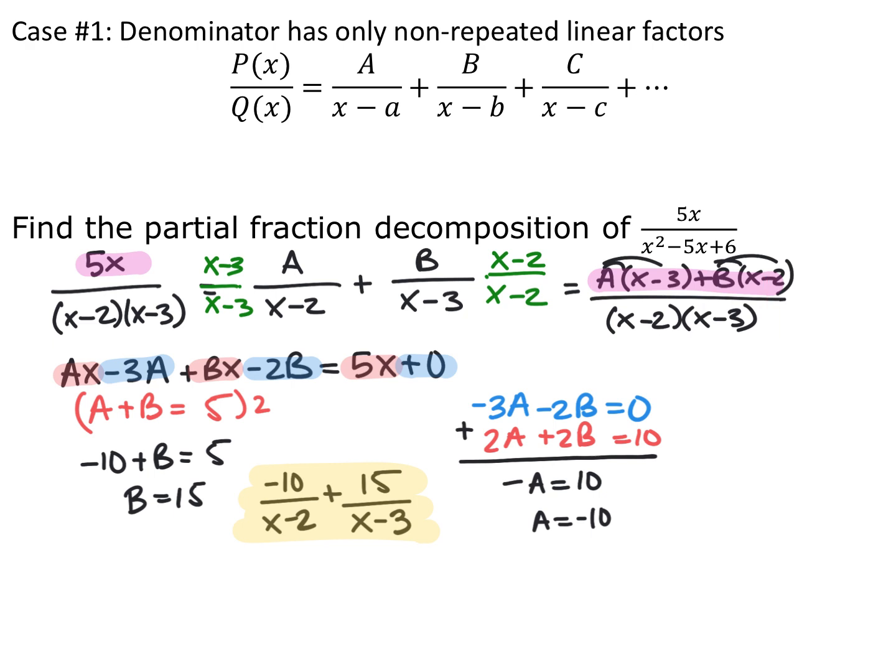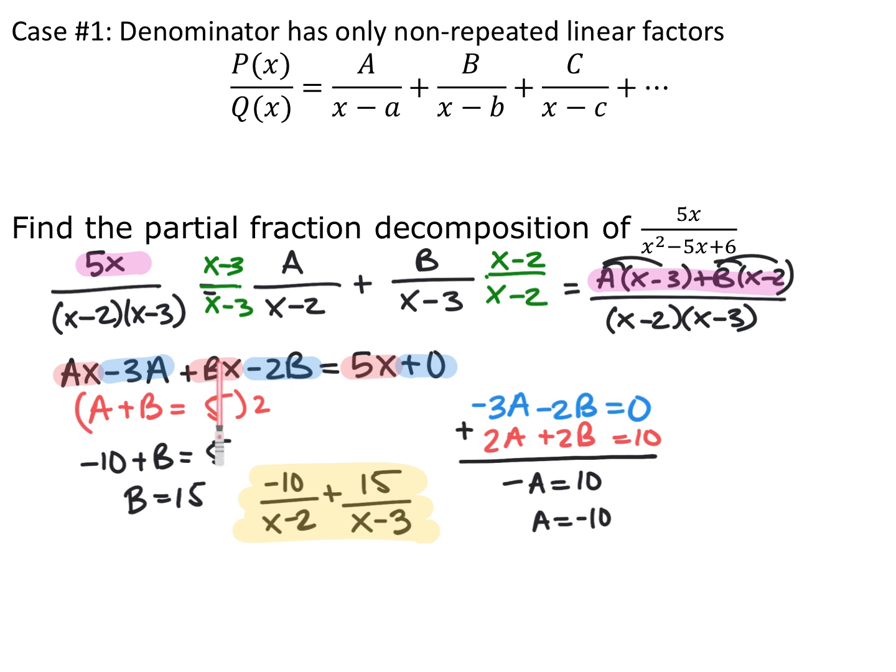So I distributed the a and b. I got ax minus 3a plus bx minus 2b is equal to 5x plus 0 because I need a constant term on the left, which means I need that missing constant term on the right. And then each power of x became its own equation.